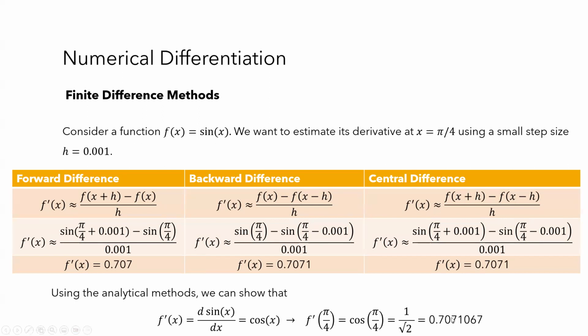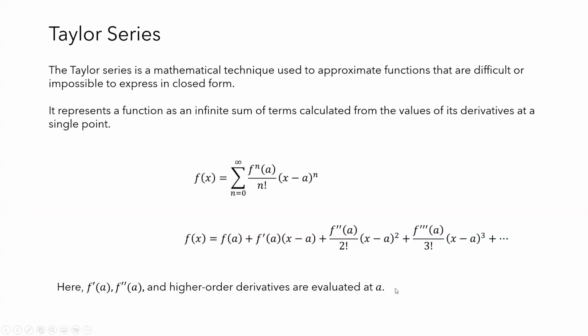Like this is the true value, which was calculated using the analytical method, and this is the approximated value. There is some error. So we need to have some idea about the error associated with the techniques. So to explain that, I'm going to use the Taylor series.